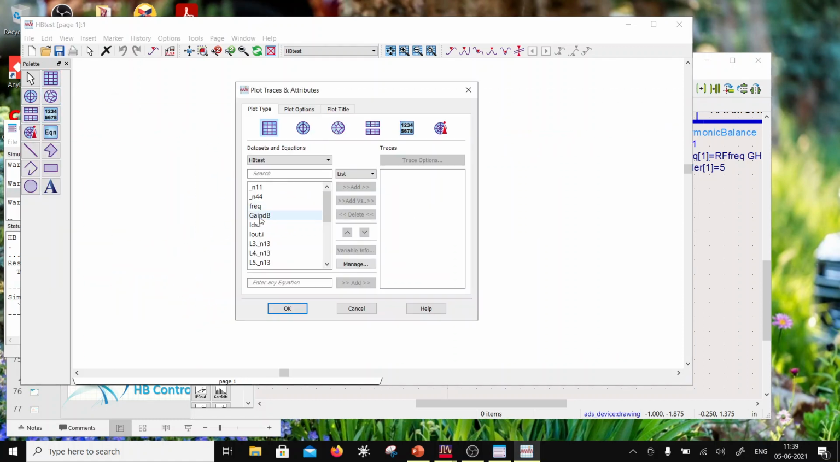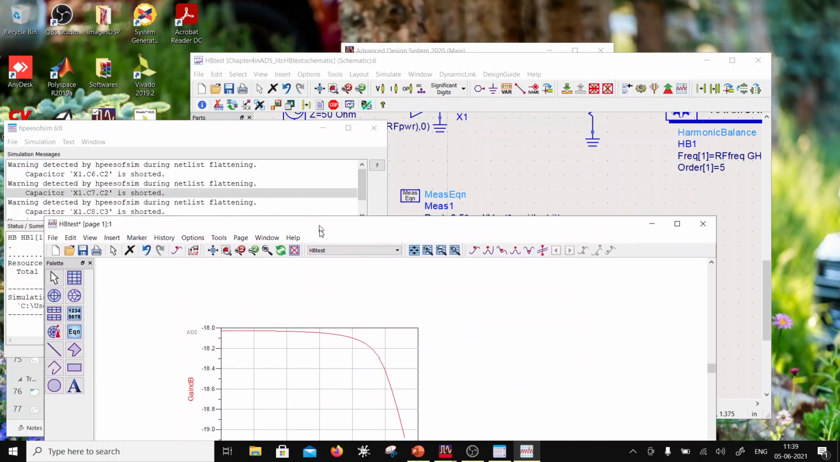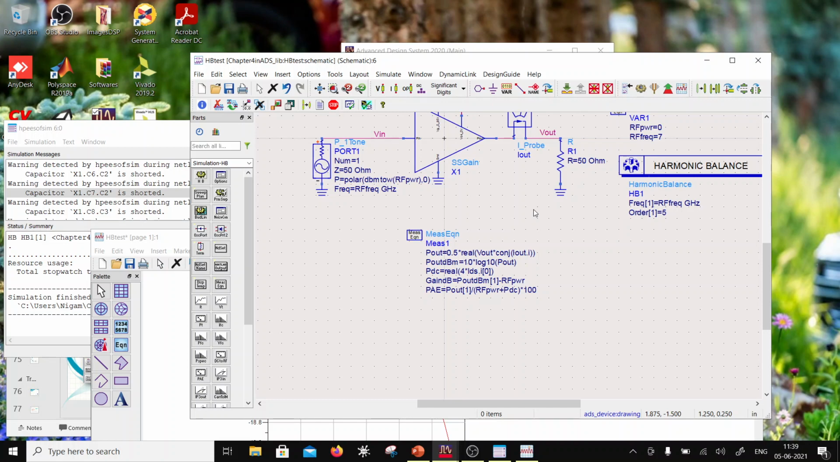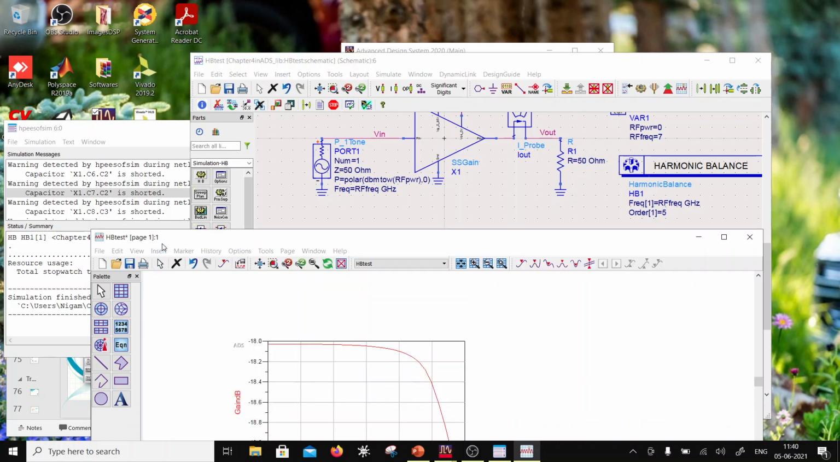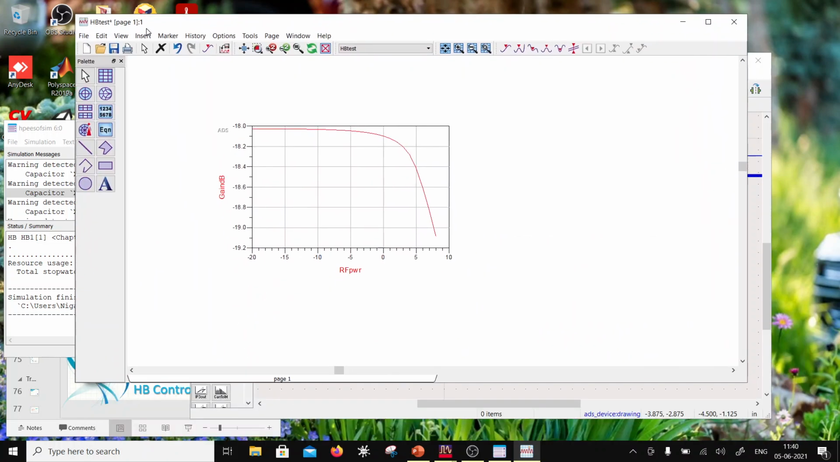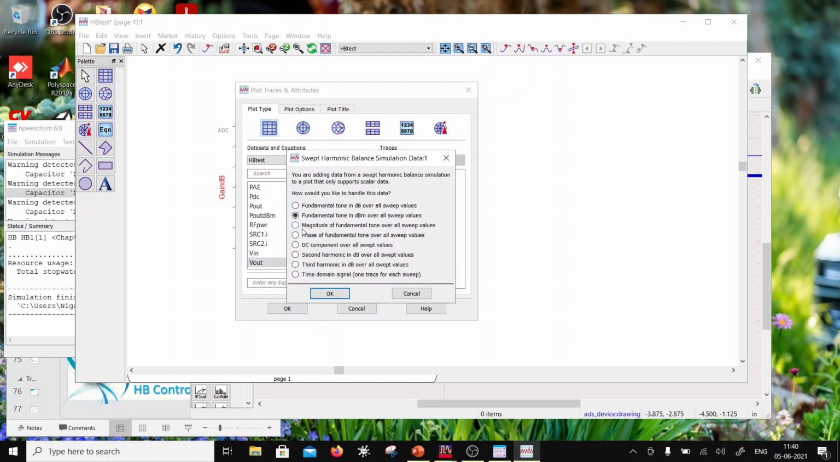So now I can plot gain in dB. Oh, I have a negative value. Why is that? Real of V out into conjugate of I out is P out. Okay, so we should know how to debug that also. I have another way of doing this. I can put here V out in dBm.